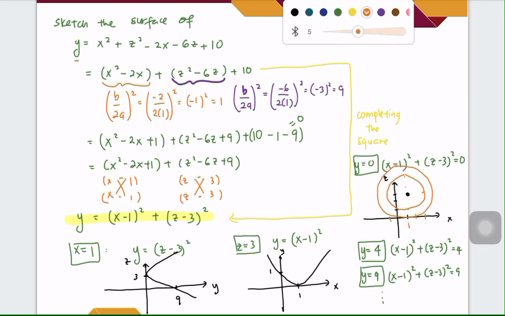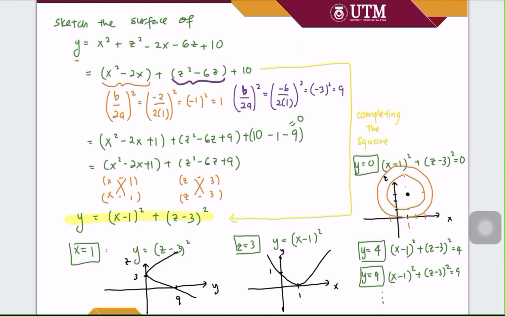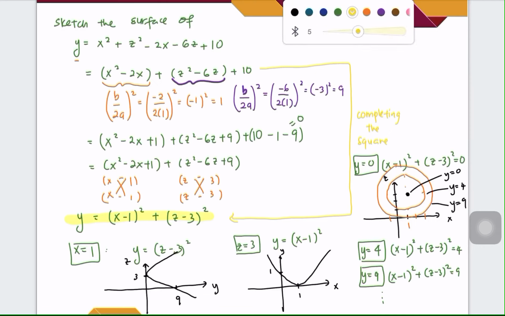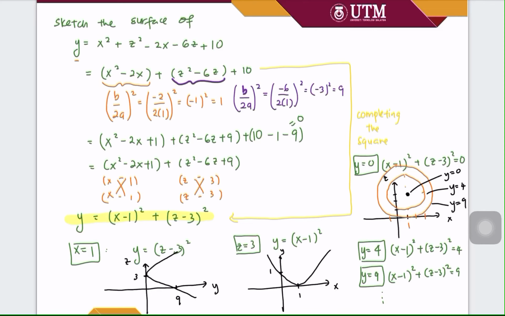Now this time you already have the case of y equal to 0. Here is y equal to 4, and this one here is y equal to 9. Basically it's a circle. Now you already have 3 traces, including the level curve here. All the level curves with the traces here you need to combine. So what will be the shape?